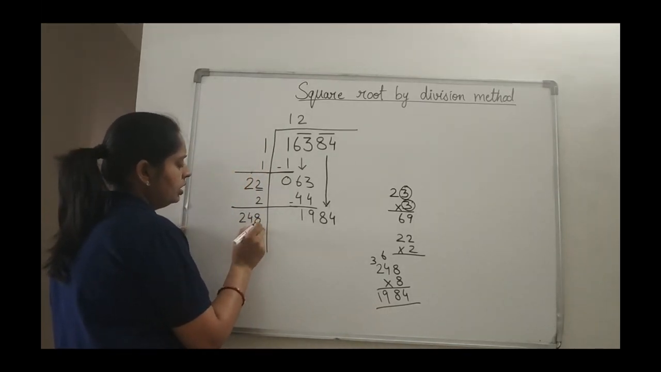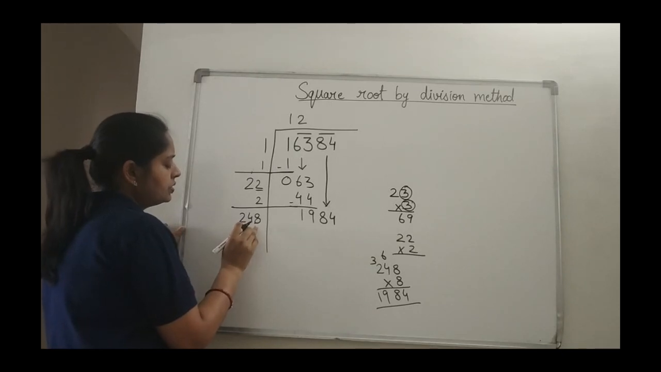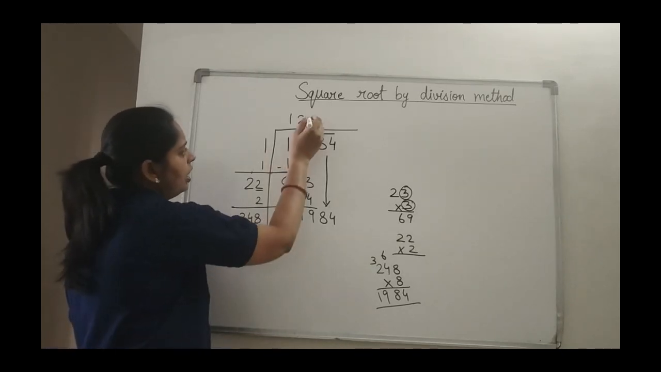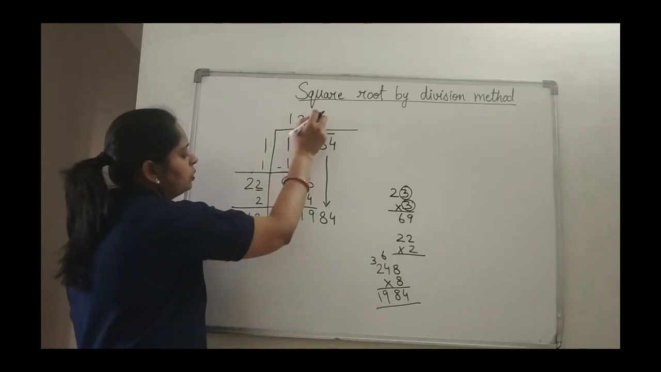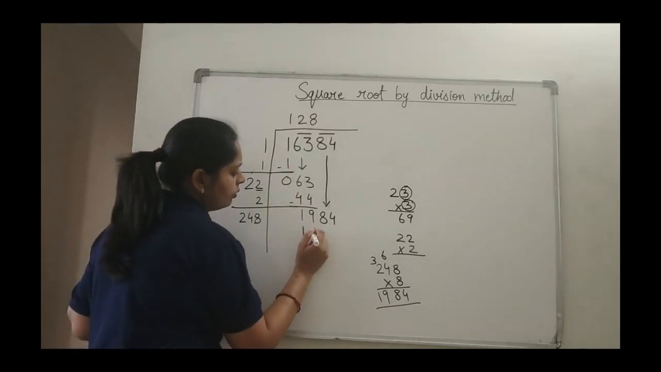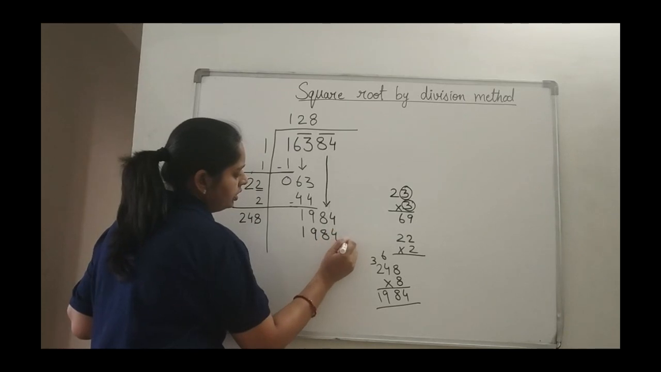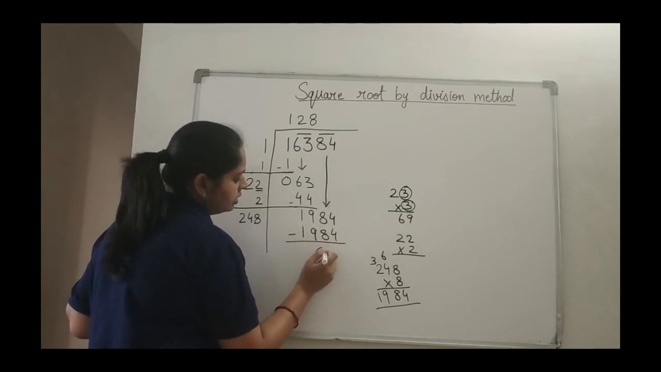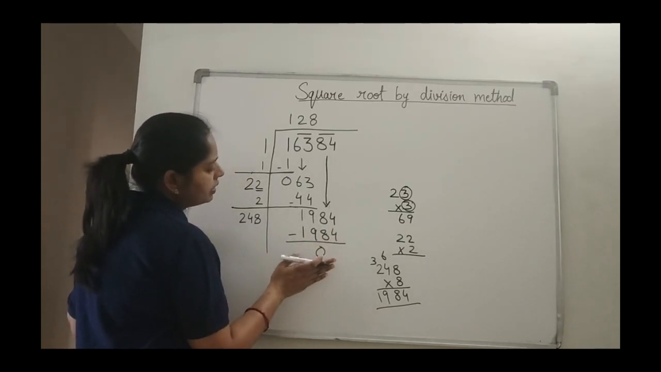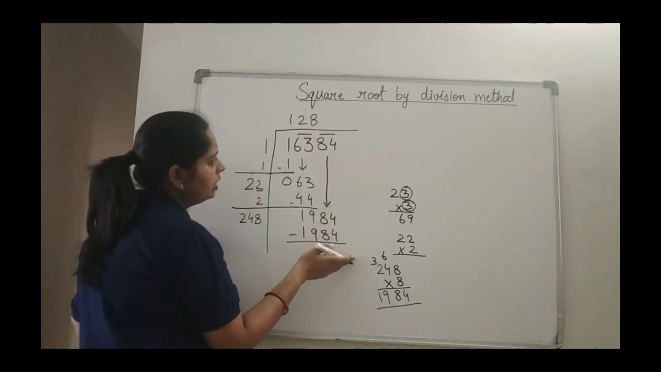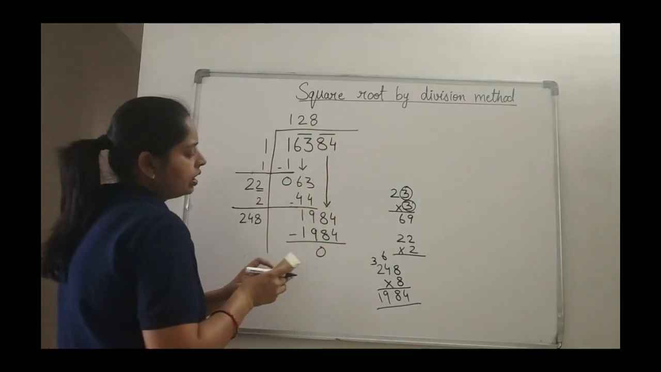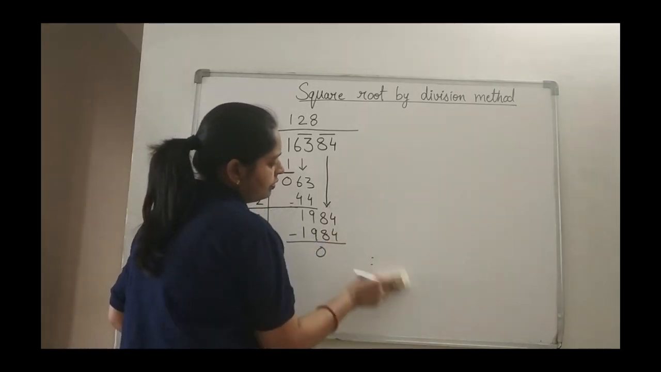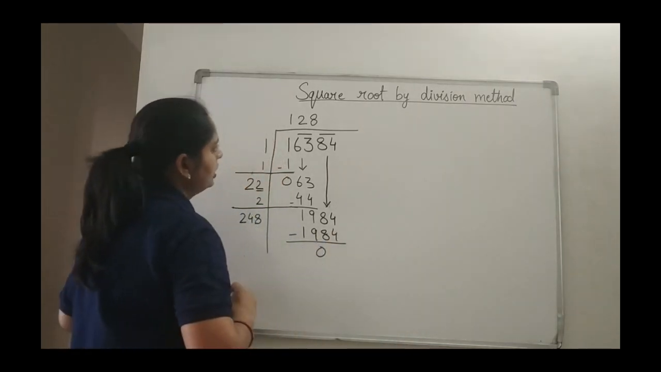So 8 here, and as soon as I am putting the digit 8 over here, I have to write 8 here also. 124 into 8 will give you how much? 1984. And when you subtract, it is 0. As soon as I am getting 0 and there is no next pair, so this is my answer. So these all are rough work. You have to do all this work on the rough side.